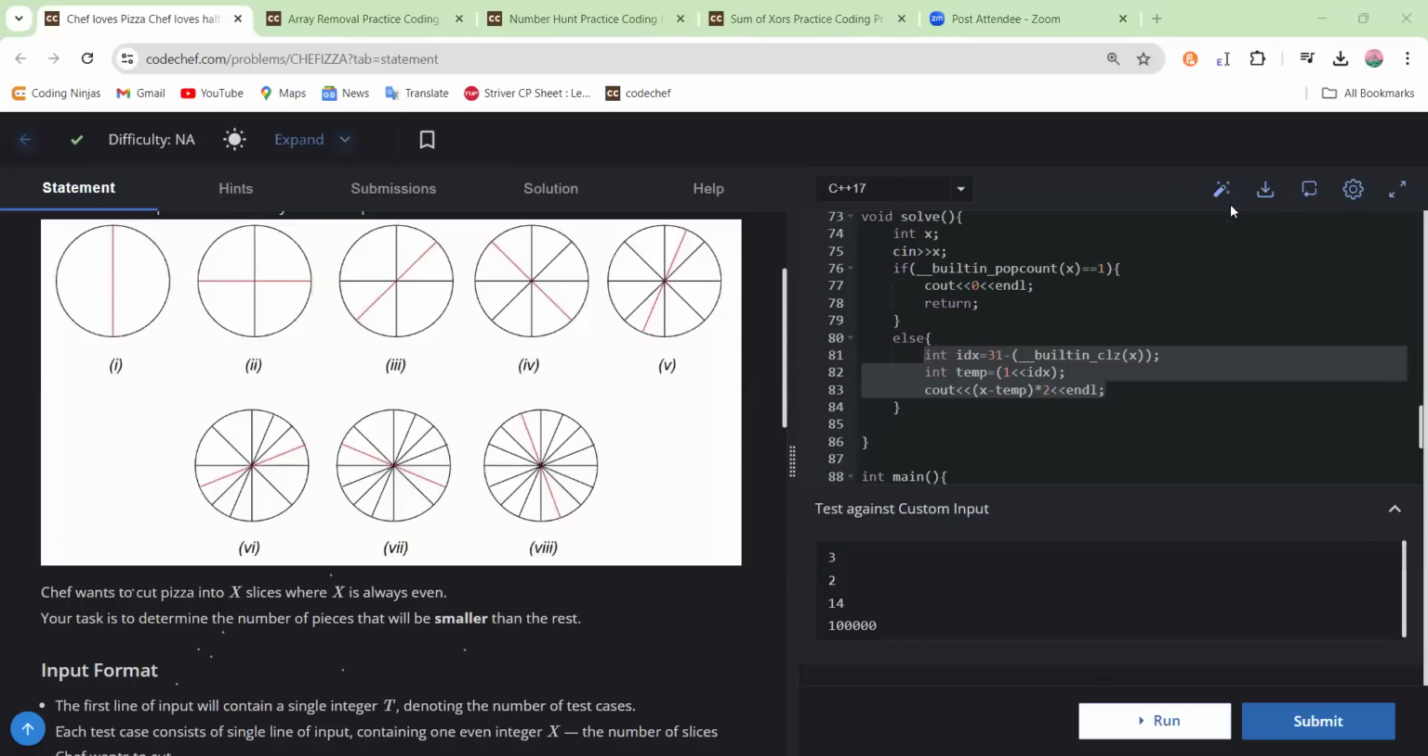Is the logic clear for the first question? Anyone, any doubt? Anyone? Just let me know if any doubt persists.